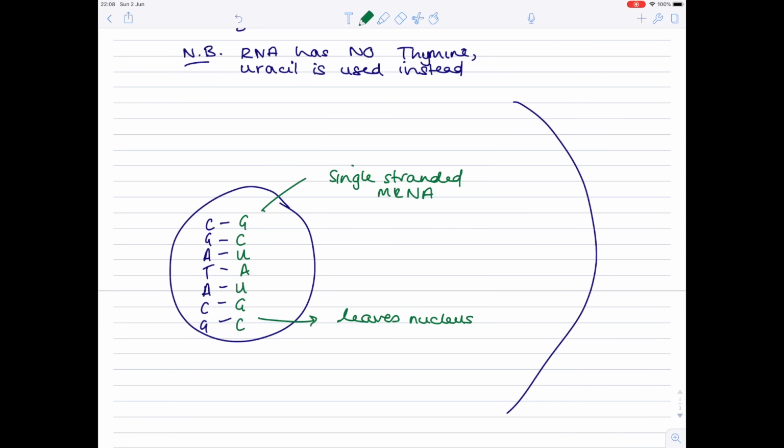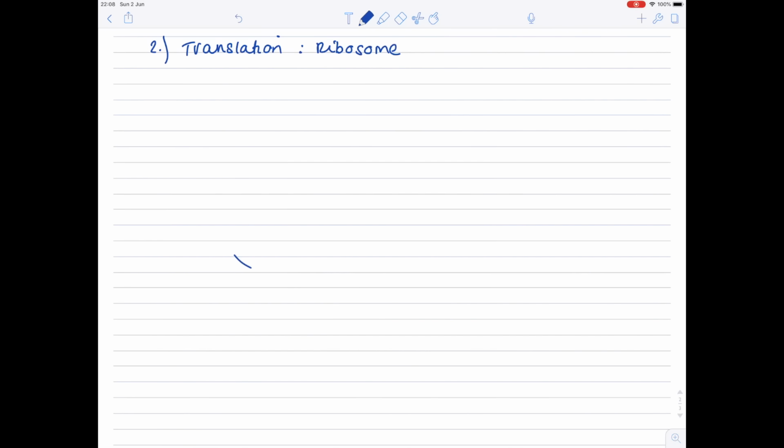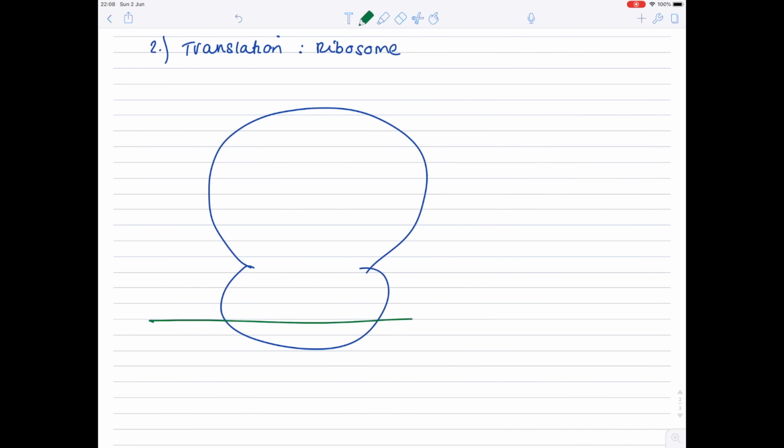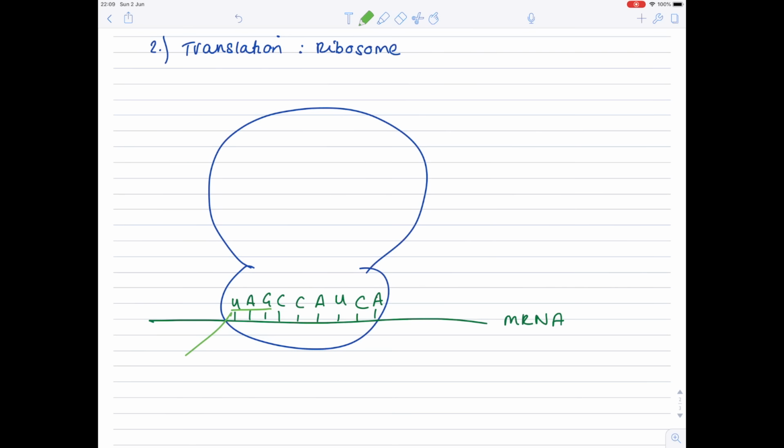So we're ready to move on to step 2, or stage 2 of protein synthesis, which is known as translation. And this occurs on a ribosome, which is why we say the function of a ribosome is protein synthesis. So I'm going to draw the ribosome here, and I'm going to attach an mRNA strand, and I'm just making this up out of my head, but it doesn't really matter what it is. So here's our mRNA. Now notice that when you have 3 bases together, such as this one, this is known as a codon.